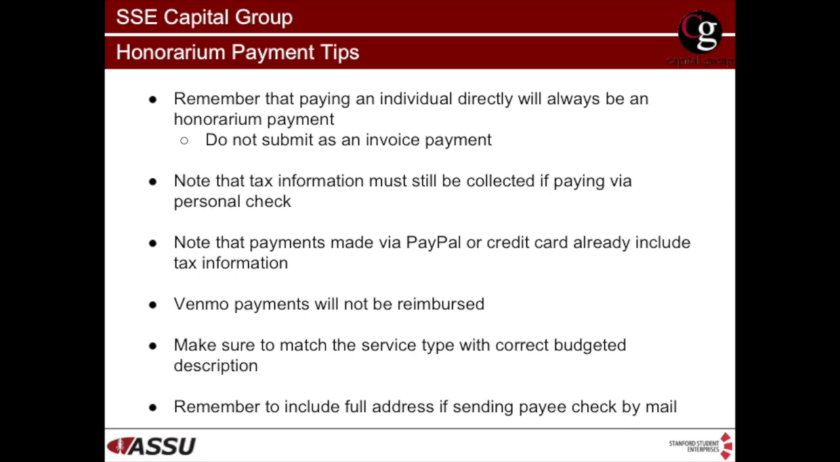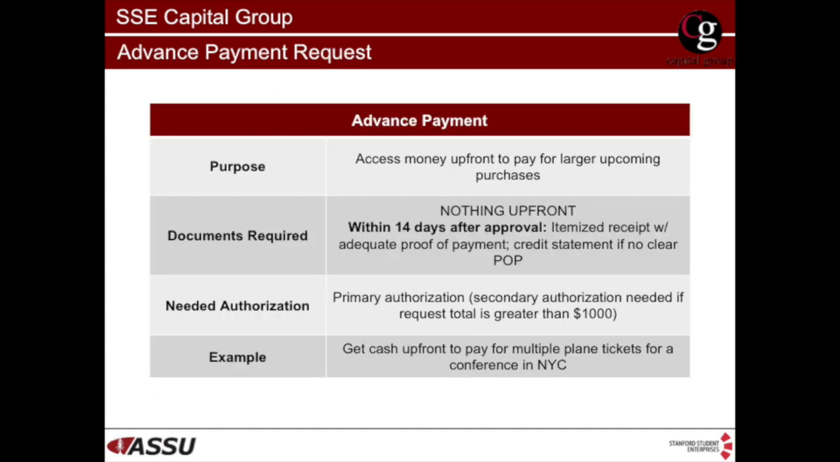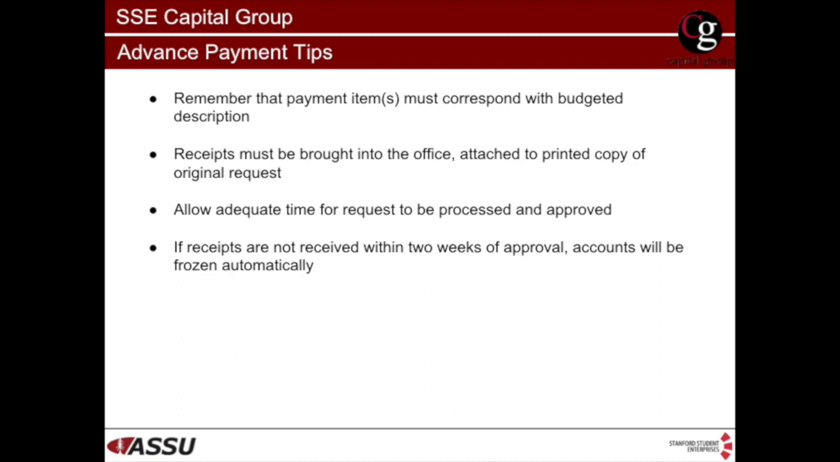Okay. What if I want to make a purchase, but I don't have the money and I don't have an invoice? Then an advance payment might be what you're looking for. This is similar to a reimbursement, but you're given a check to deposit into your bank account before you make any purchases. We ask for proof within 14 days of the date, or else you'll be locked out of your account. Please make sure to bring all receipts to the front desk and make sure that your purchase does match what you're allowed to spend funds on.